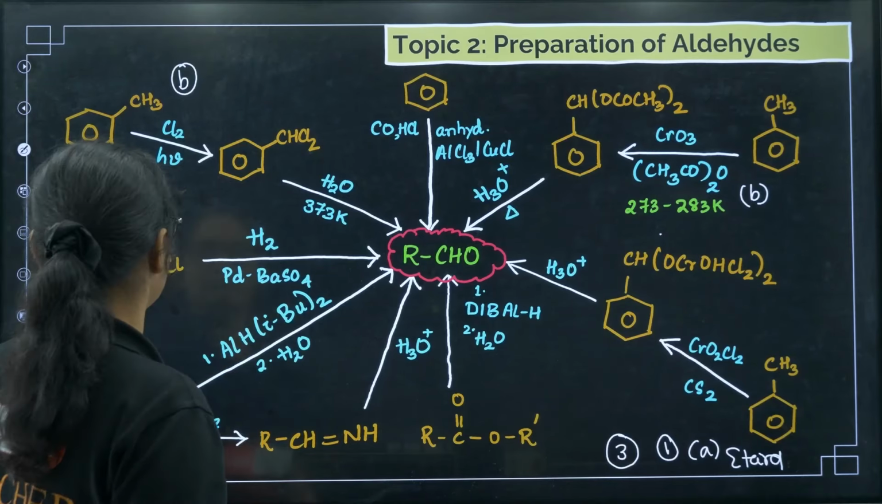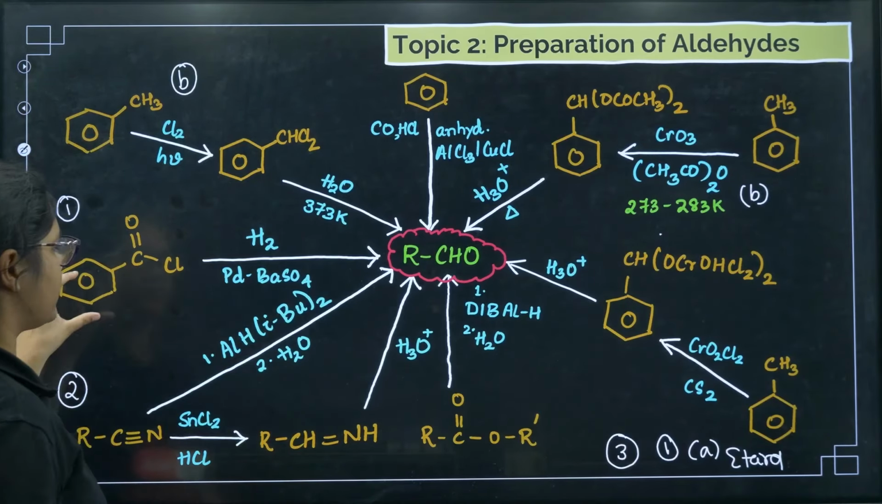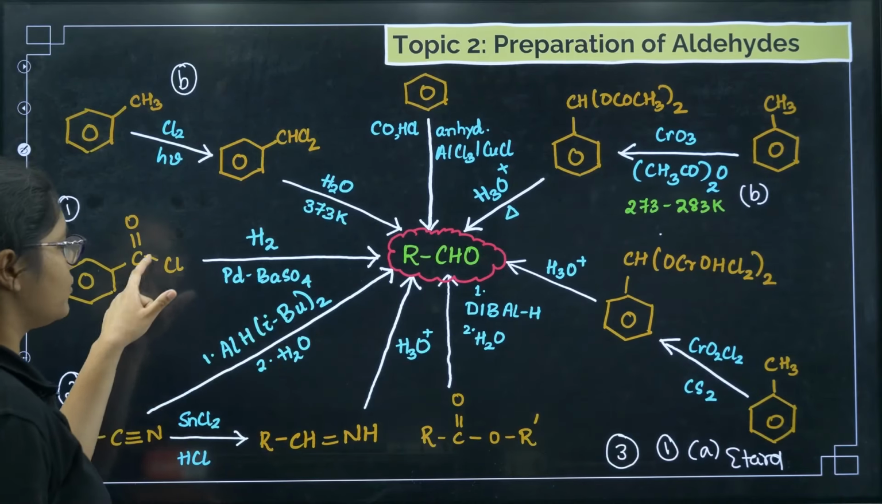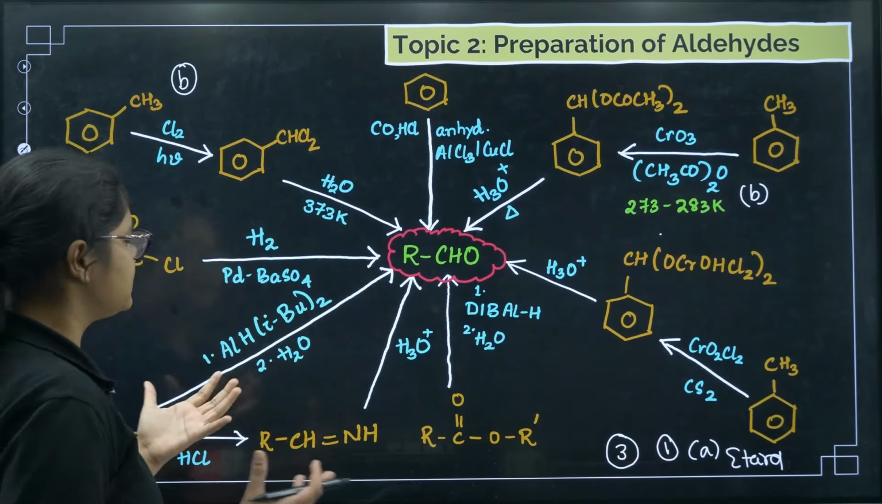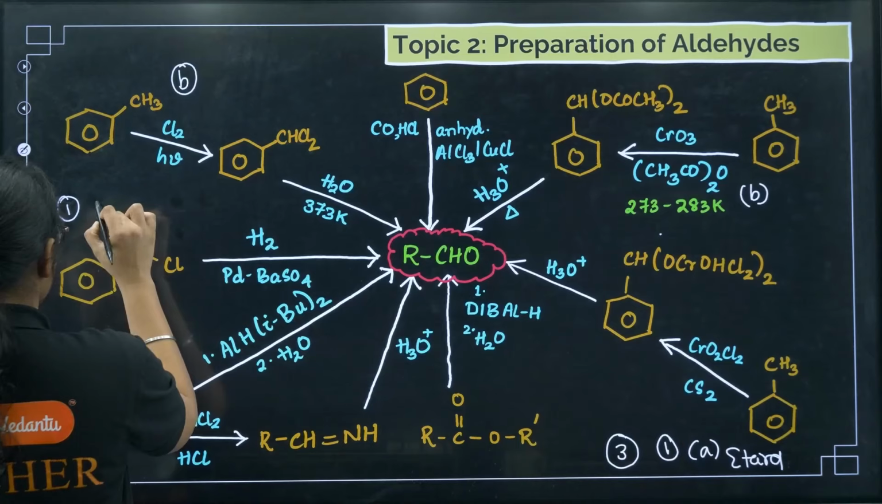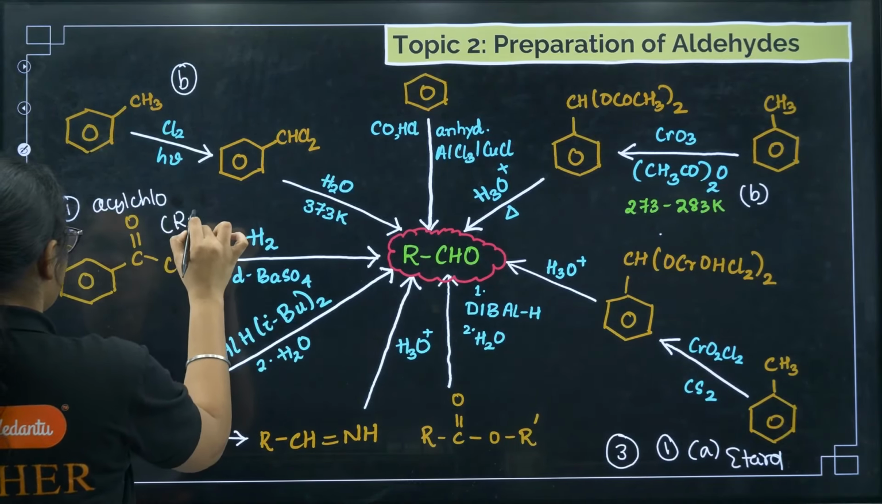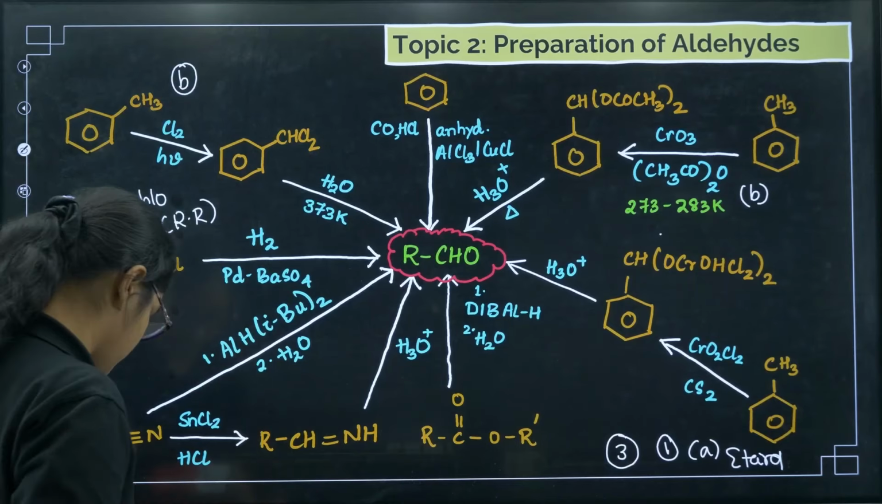So the first one, if you see, was from acyl chlorides, right? If you take acyl chlorides with H2 and palladium on barium sulfate, the chlorine is replaced with the H group. That is your Rosenmund reaction, right? So from acyl chlorides, please remember Rosenmund reaction. Next, the second one is from cyanides.